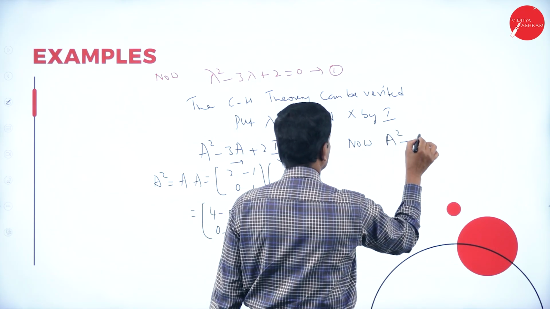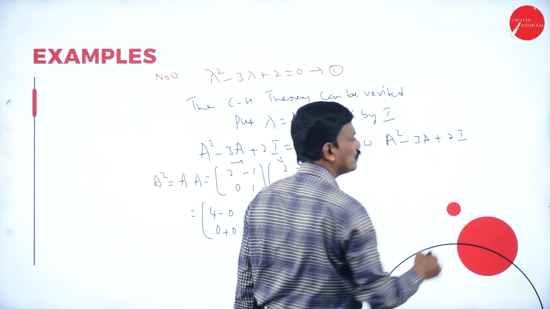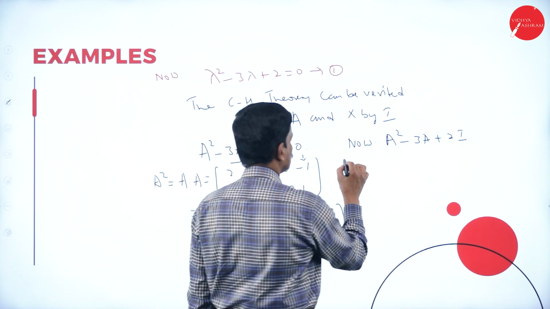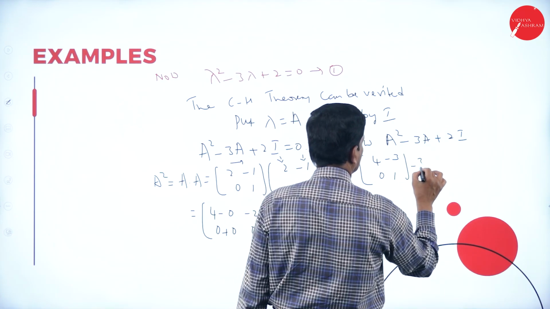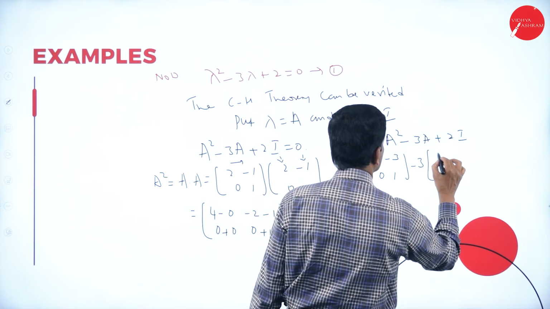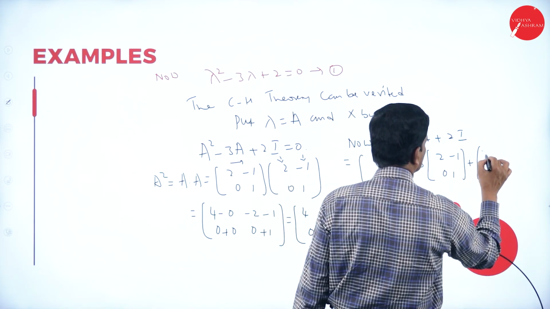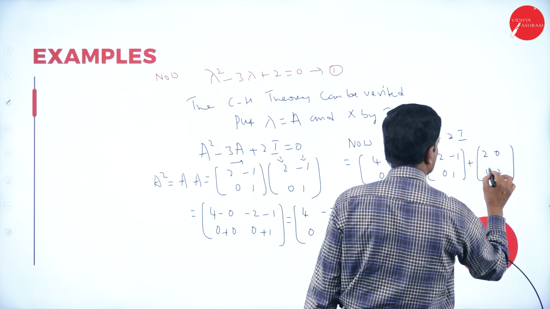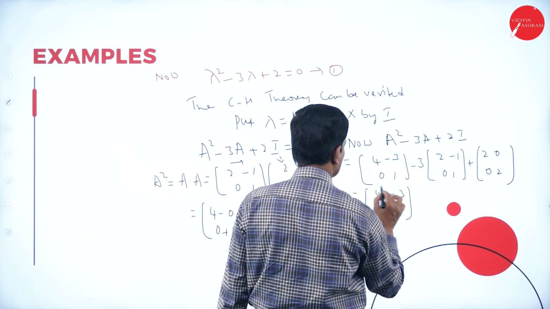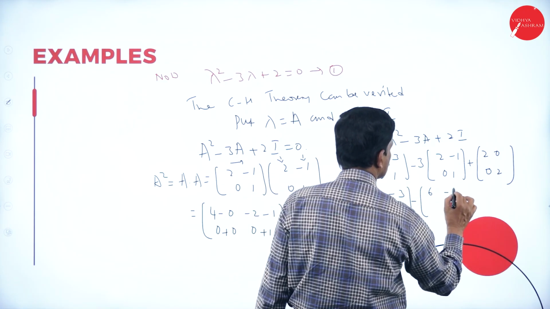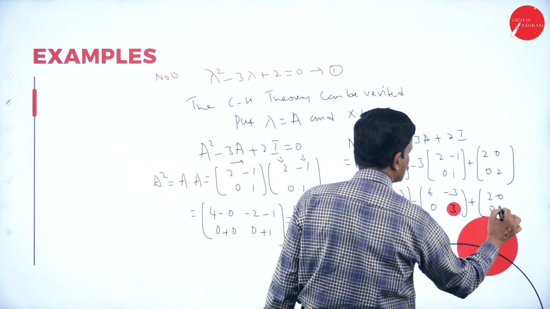Now A square minus 3A plus 2I. Verify whether this is a null matrix or not. A square is [4 -3; 0 1], minus 3 into A, which is [2 -1; 0 1], plus 2 times the identity matrix, meaning [2 0; 0 2]. So this is [4 -3; 0 1] minus [6 -3; 0 3], since 3 twos are 6, 3 ones are 3, plus [2 0; 0 2].